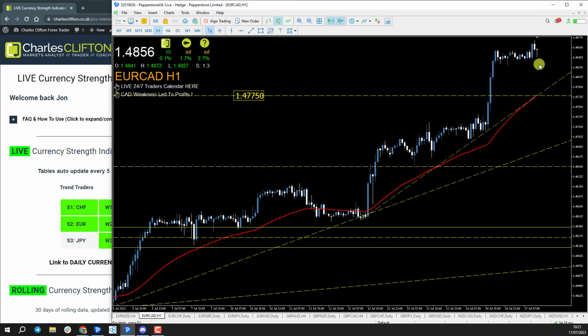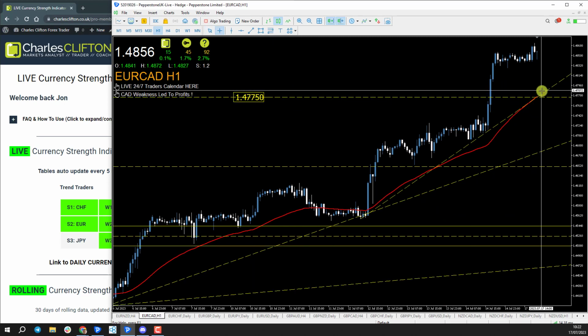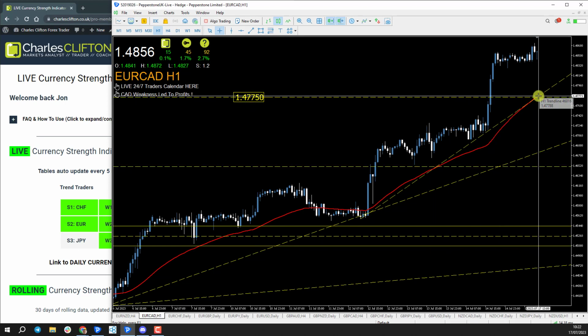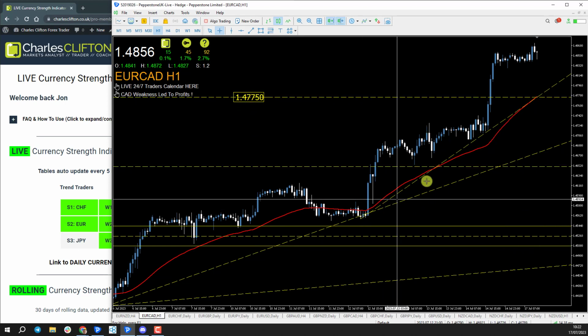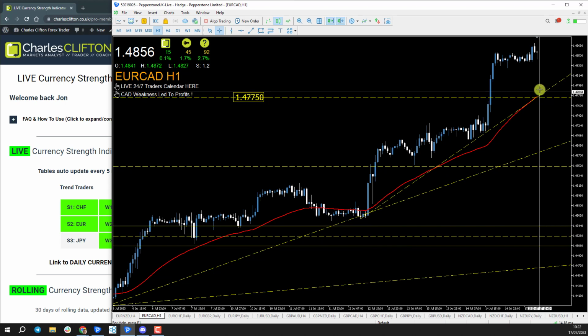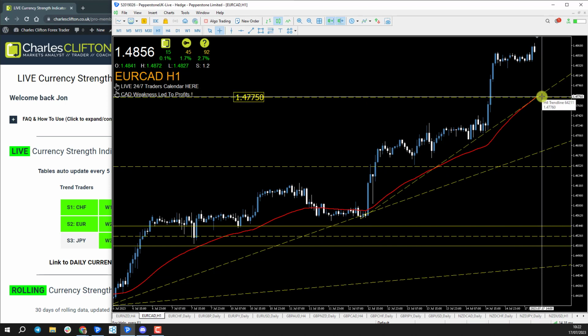Now, if I go to the hourly time frame, you'll see why I'm liking the 1.4775 handle. We have the 50 moving average running through that area. We also have confluence with a trend line support. So we have three confluences stacking around this area at the moment. It's the horizontal level of support, trend line support, and dynamic support, being that moving average in here. So looking to see if price will pull back into that zone.